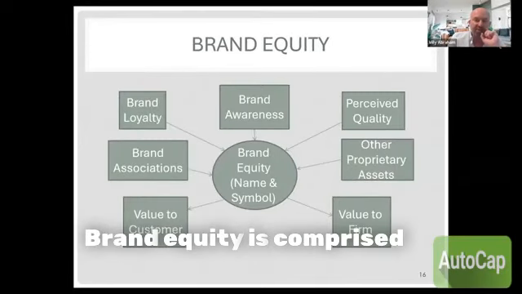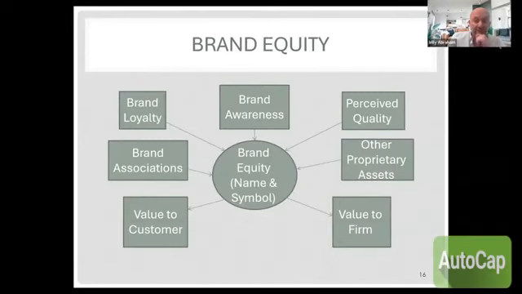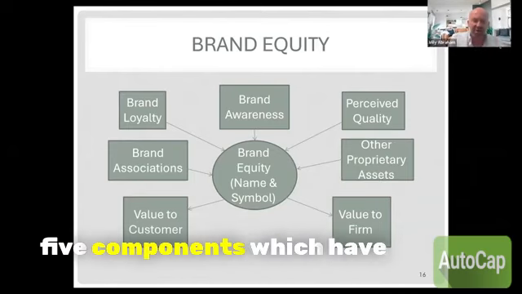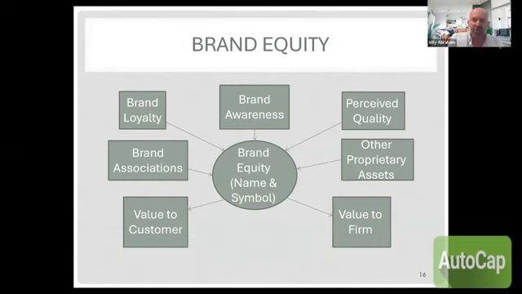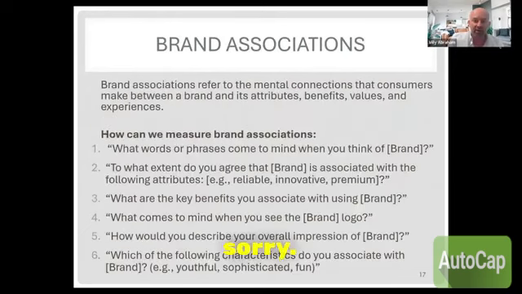Brand equity is comprised of 7 components. All right, let's look at the top part. You see that there are 5 components which have arrows coming into brand equity: brand associations, brand loyalty, brand awareness, perceived quality.